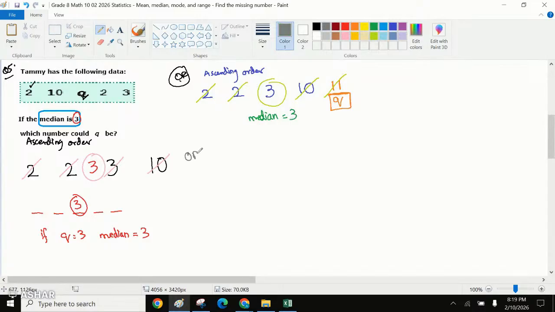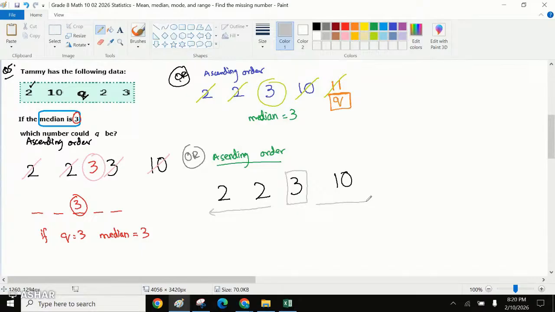Or let's look at another option. If I arrange them in ascending order, I have the numbers 2, 2, 3, and 10, right? Just to make this the middle number, there should be 2 numbers on this side and 2 numbers on this side, right? Just to make it the middle number.